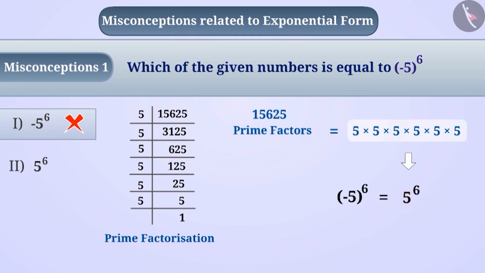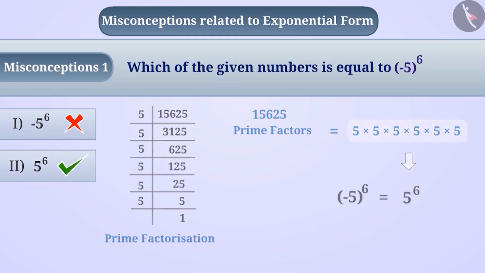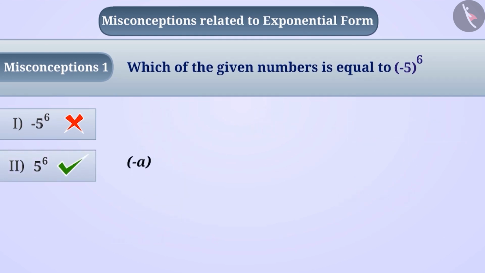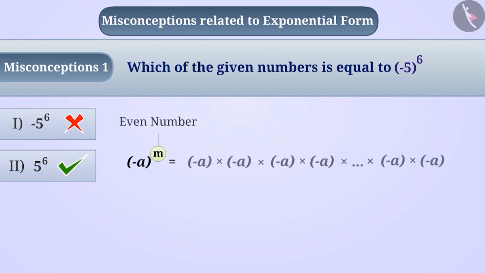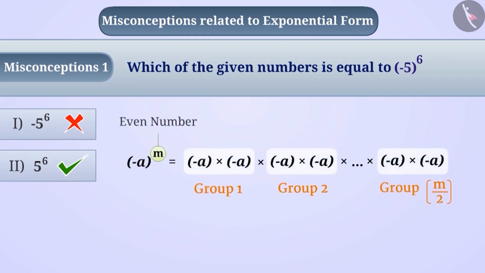Always remember, if the power of a number -a is an even number, say m, we can create m by 2 groups of (-a) multiplied by (-a). The result of multiplication of these groups will be positive, and similarly the value of (-a) raised to the power of m will also be positive.